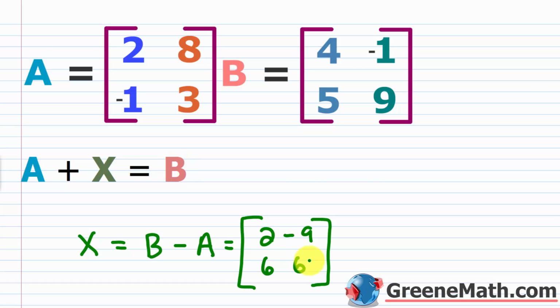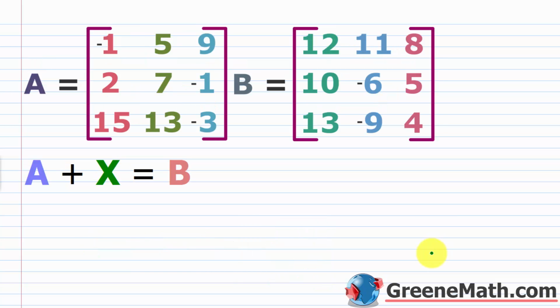You can say, okay, if I had 2 plus 2, would I get 4? Yeah, that's a check. If I had 8 plus negative 9, would I get negative 1? That's a check. If I had negative 1 plus 6, would I get 5? That's a check. If I had 3 plus 6, would I get 9? That's a check. So our matrix X is this, with 2 and then negative 9 in the top row, and then 6 and 6 in the bottom row.